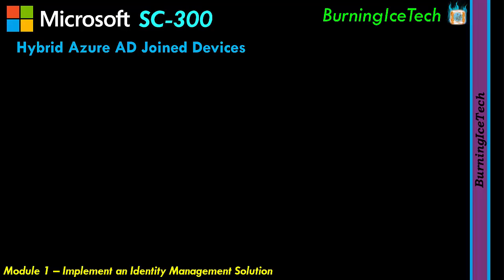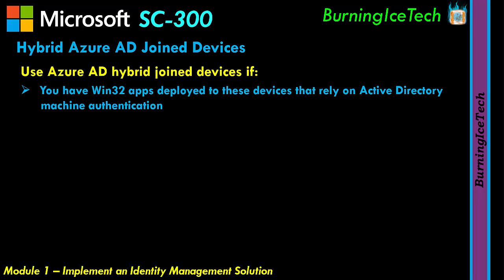All right, so now we know hybrid Azure Active Directory is when you've got an Active Directory in the cloud and on premises, and the devices would now be joined to both of these environments. So when, why, and where would we do this? We use Azure Active Directory hybrid joined devices if you find yourself in a situation where you've got Win32 apps, that's the old Windows apps. You get so many kinds of apps, but Win32 apps, for those of you that don't know, are those normal apps you install the old school way on your Windows.